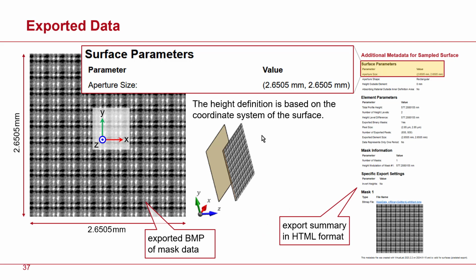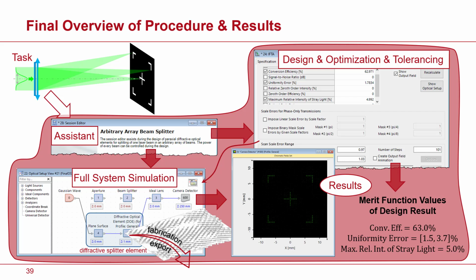This brings me now to the last summary of the first scenario, this beam splitting scenario. We had this task here, and everything which is embedded in this red area is done in VirtualLab. So we started with an assisting tool or a session editor. This output two documents, the system document, the optical setup, and the IFTA, the design optimization tolerancing tool. And from this design tool, this arrow here, the result is automatically passed on to the system, which can be instantaneously simulated.